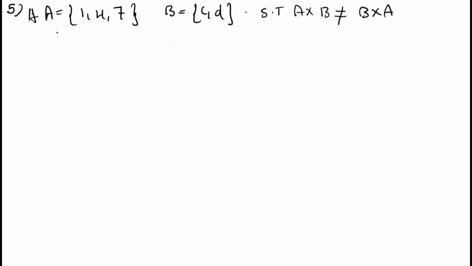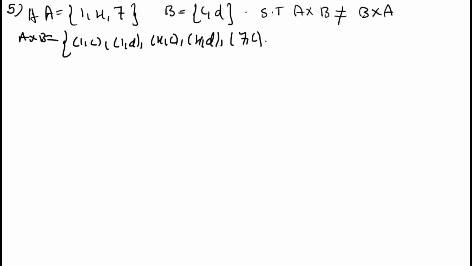The fifth question: if A is equal to the set {1, 4, 7} and set B is equal to the set {C, D}, show that A cross B is not equal to B cross A. So calculate A cross B. A cross B is equal to ordered pairs. We will get (1, C), (1, D), (4, C), (4, D), (7, C), and (7, D).